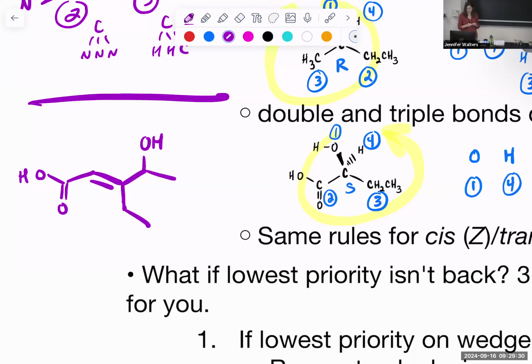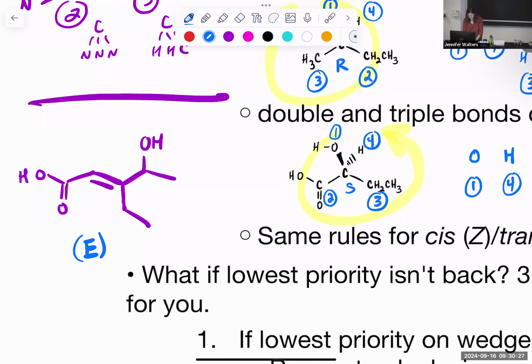So for that molecule, would it be cis, trans, E, or Z? Not cis. Yeah, it's E.